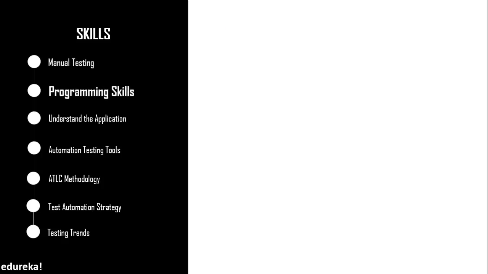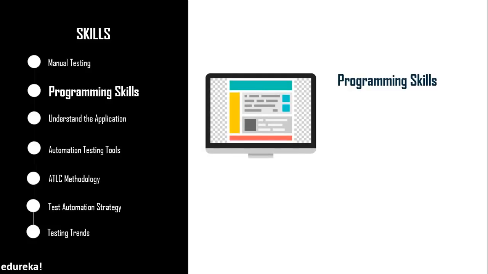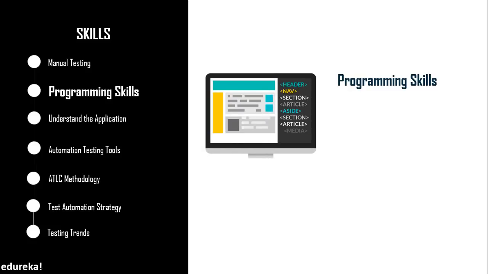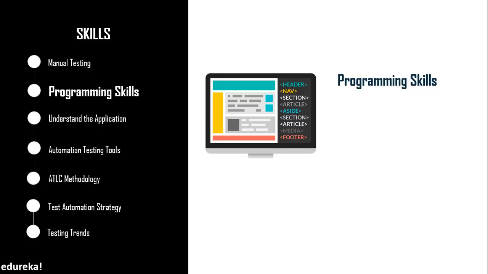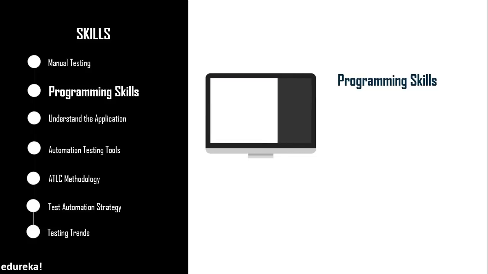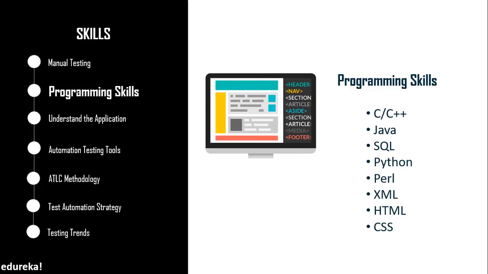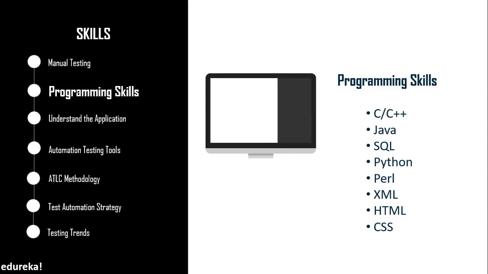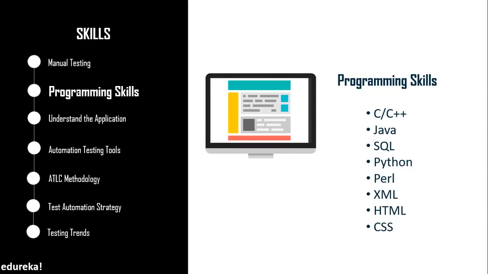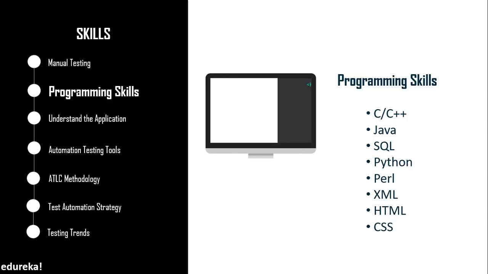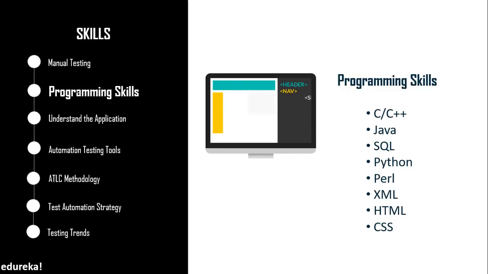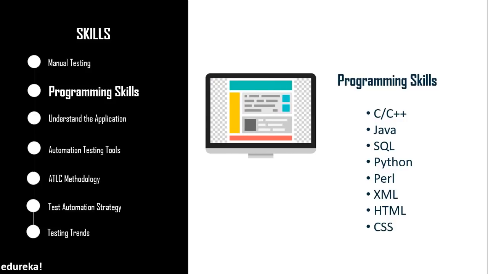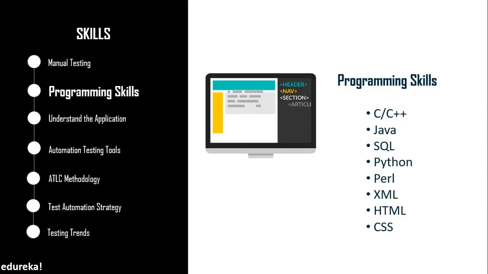The next skill is programming skills. It is very important to possess excellent technical programming skills. Most newcomers ask if they need programming skills for automated testing. Most of the people who come up with the idea of shifting to automated testing wish to skip the coding part. Either they don't have programming knowledge or they hate coding. However, one needs to be very proficient with manual testing skills to become a great automation testing engineer for a long-lasting career in the software testing industry. And if you are new to the testing industry, you need the following programming languages such as C, C++, Java, SQL, Python, Perl, XML, HTML and CSS.